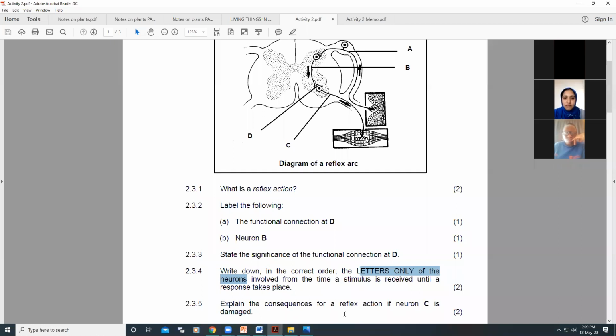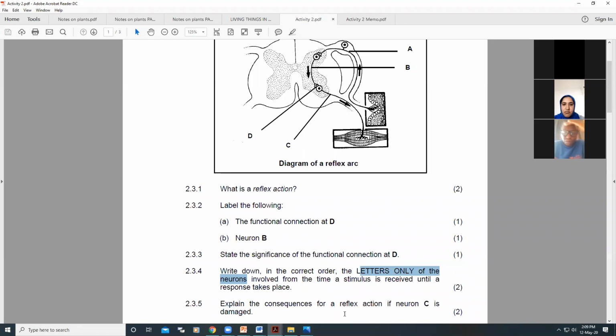If you understand it, it links to the previous question: the flow will be from neuron A, the impulse will then be transferred to neuron B and then neuron C. Now, what's going to happen if neuron C is damaged and can't do its function? So how will that affect this reflex action? Okay, the person will not be able to respond to a stimulus received. So we've got what we needed there.